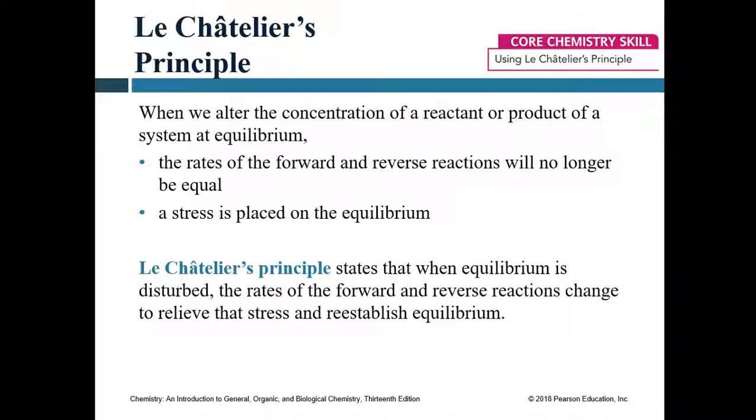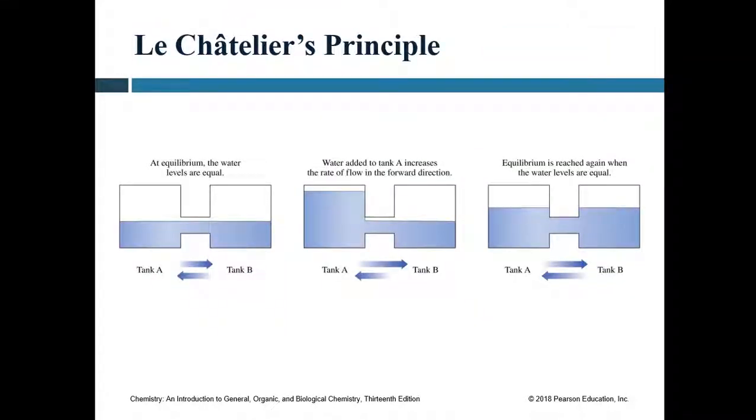And it's this wonderful principle called Le Chatelier's principle. When we alter the concentration of a reactant or product of a system at equilibrium, the rates of the forward and reverse reactions will no longer be equal. Why? Because a stress is placed on the equilibrium. Le Chatelier's principle states that when the equilibrium is disturbed, the rates of the forward and reverse reactions change to relieve that stress and reestablish equilibrium. So let's see what that really means.